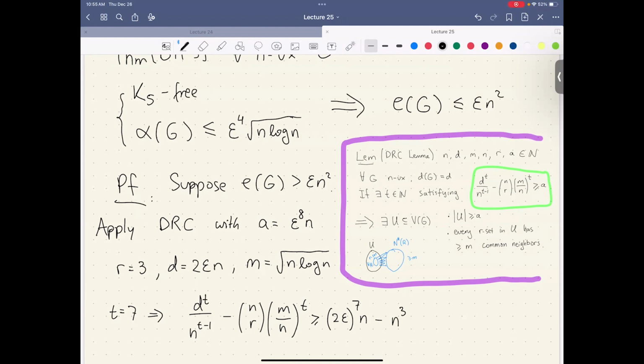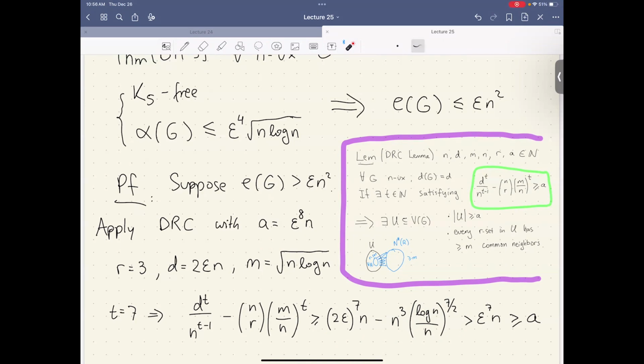M over n is log n over, what is this? Let me see. Yes, this is log n over n to the power 7 over 2. Okay, this can be checked, which is bigger than, this is n to the 3.5, larger than n to the 3. Log n is a lower order term. So that basically goes to 0. That's the leading term. Bigger than epsilon 7 n, which is bigger than a. Good.